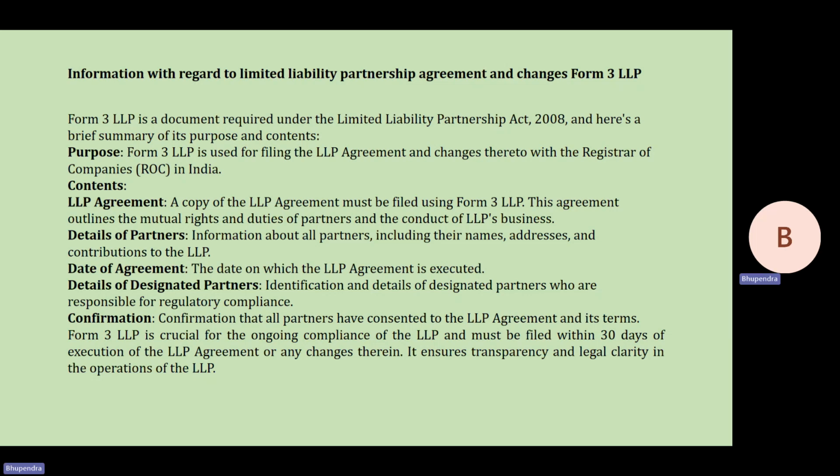Form 3 LLP is crucial for the ongoing compliance of the LLP and must be filed within 30 days of the LLP agreement or any changes. Once the LLP agreement has been filed, any changes have to be filed within 30 days. It ensures transparency and legal clarity in the operations of the LLP. Now, moving further towards Form 11, which is for annual compliance, like filing the annual return.